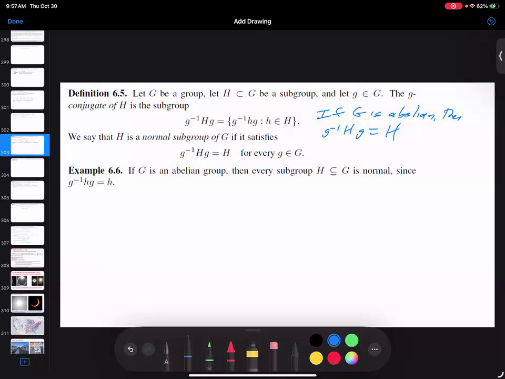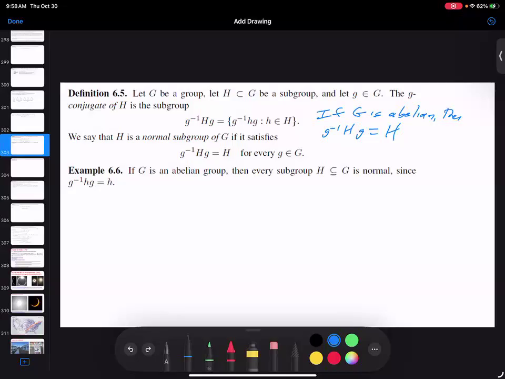It's possible that you could still be equal to H without being abelian. So we say H is a normal subgroup if g inverse Hg equals H. It's not the same as being abelian, but it's a little bit of a weakening. The standard example is if G is abelian, then you clearly will be normal, because g inverse Hg is always going to be H. But there are times when you can have g inverse Hg equals H with the group not being abelian.